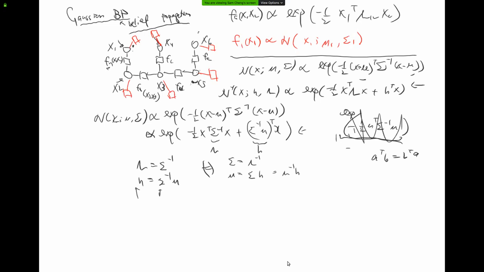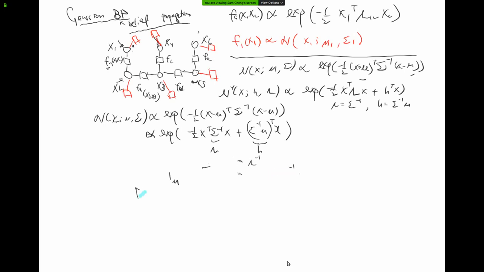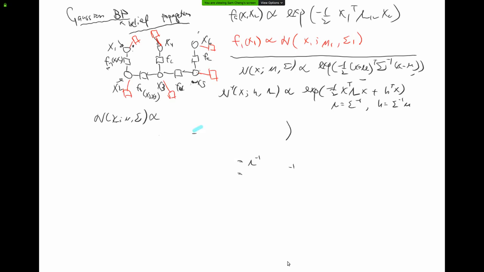So I have some conversion here between these two, so maybe I just put it here as a side note. Lambda is equal to sigma inverse and h is equal to sigma inverse times mu. I don't need this anymore. So I have these two forms here, the information form and also the original regular form. So now we can really talk about Gaussian BP.